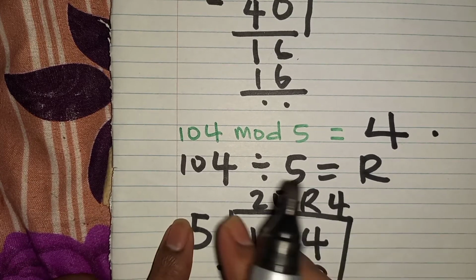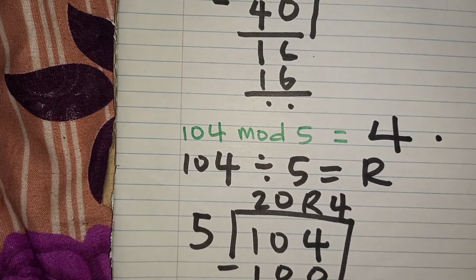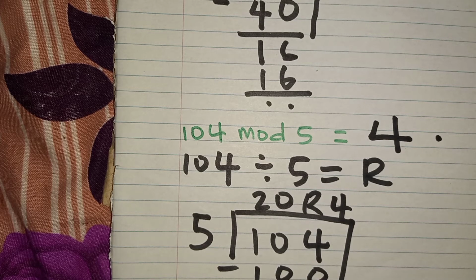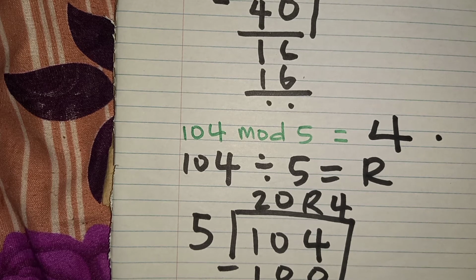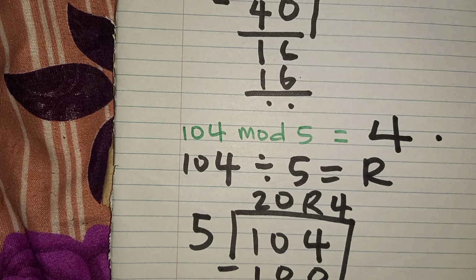So this is how we do it for numbers that are greater than 10, or let's say 20.